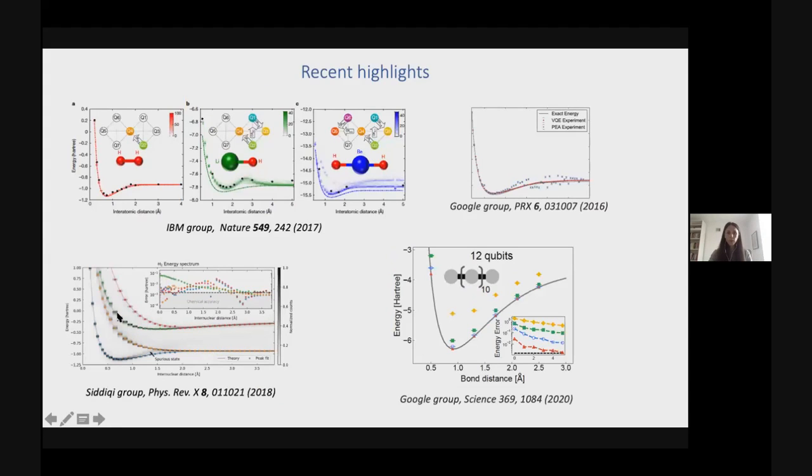So these are some recent highlights. You'll hear more in the next talk from the Google group, but there's been a lot of activity in showing proof of principle experiments where molecules that can be easily simulated on a classical computer are simulated on a quantum processor. This is still very interesting. The quantum processors are at the stage where they can do this, and there are nice results from IBM, Google, and academic groups as well.